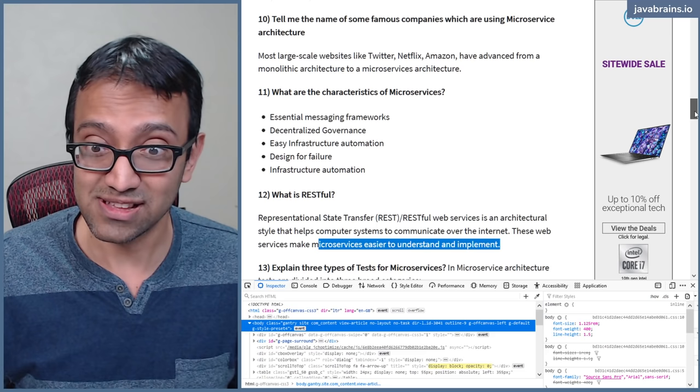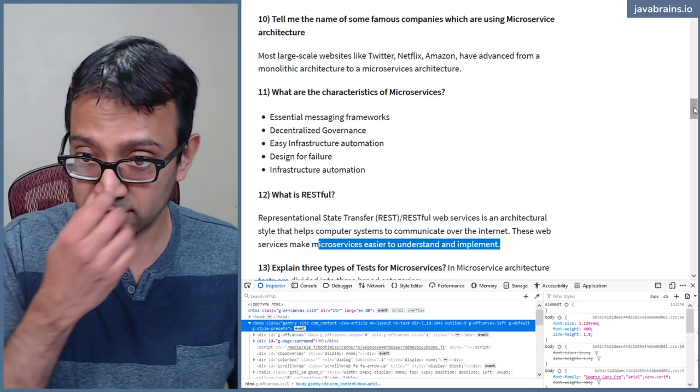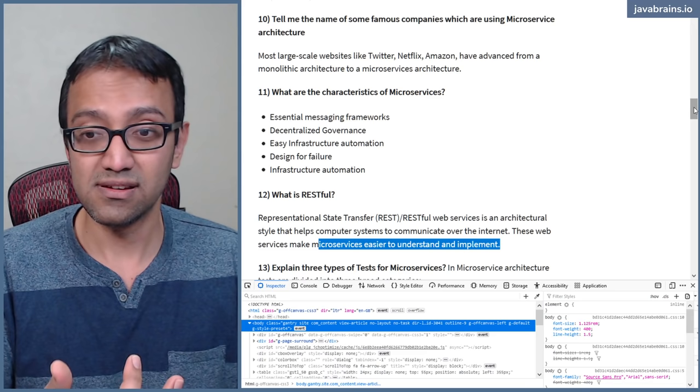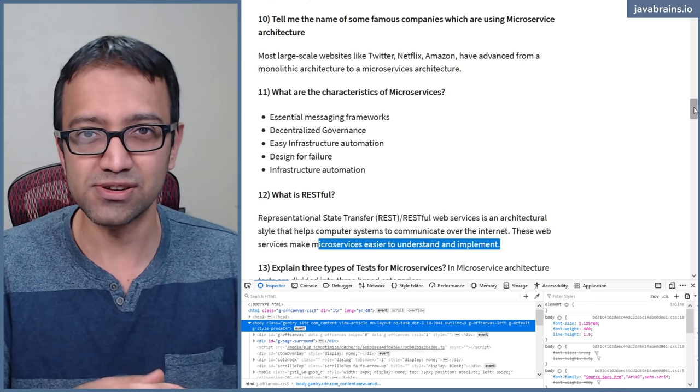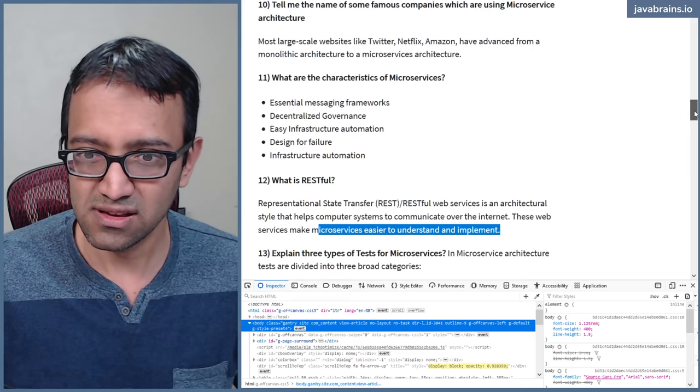No. That's not true. Explain the three types of tests for microservices. Well, unit test, integration test, acceptance test. You have contract testing, which is kind of integration test with microservices. You basically look at the external contract and make sure that's tested fine. I would say those are the three tests for microservices.